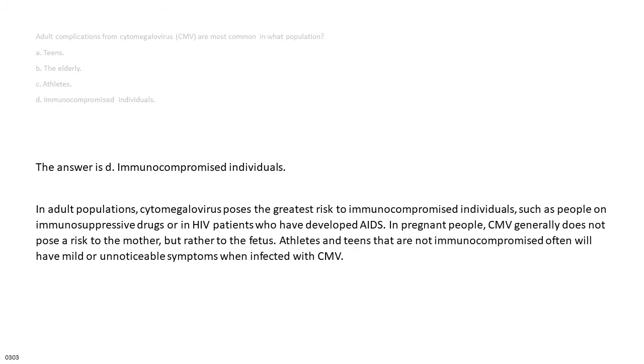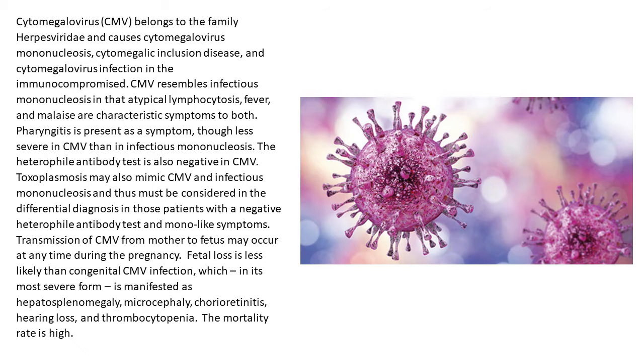The answer is D. Immunocompromised individuals. In adult populations, cytomegalovirus poses the greatest risk to immunocompromised individuals, such as people on immunosuppressive drugs or in HIV patients who have developed AIDS. In pregnant people, CMV generally does not pose a risk to the mother, but rather to the fetus. Athletes and teens that are not immunocompromised often will have mild or unnoticeable symptoms when infected with CMV.